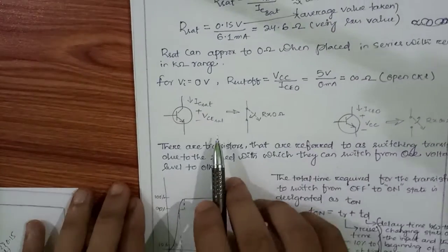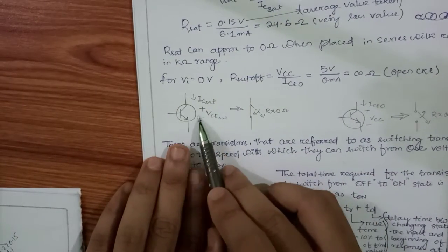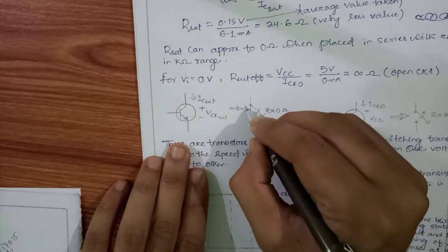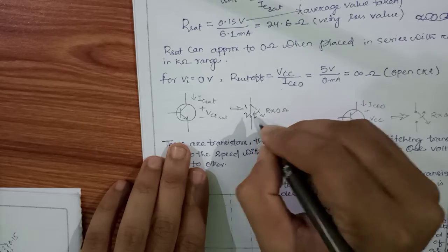So this is the short circuit condition across this collector emitter. This is short circuit. This line will be touched to this point. This is point 1, this is point 2. This will come to point 2.